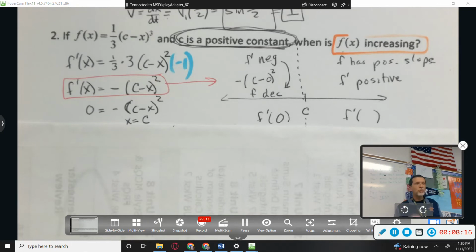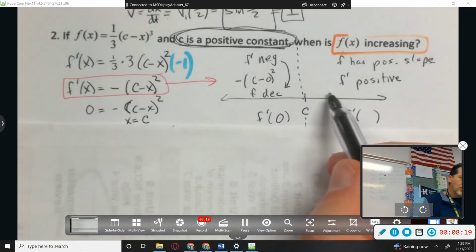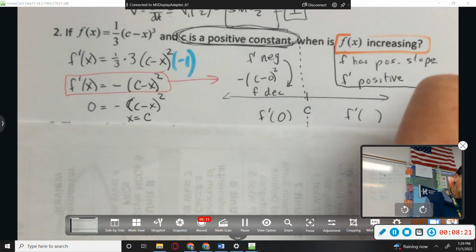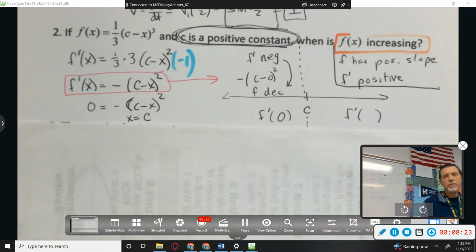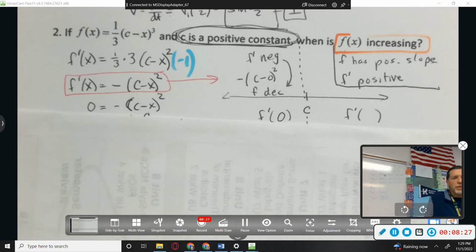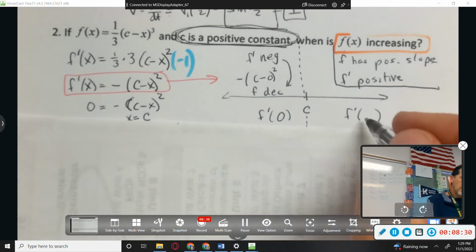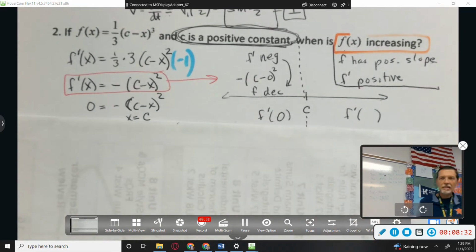In fact, I can use the fact that I can't alternate to say that this side should be negative as well, because it's not going to alternate. If you don't like that, then you got to pick a number bigger than c. What's a number bigger than c? I don't know what c is. So how do you pick a number bigger than c if you don't know what c is? What's that? C plus 1 would work.